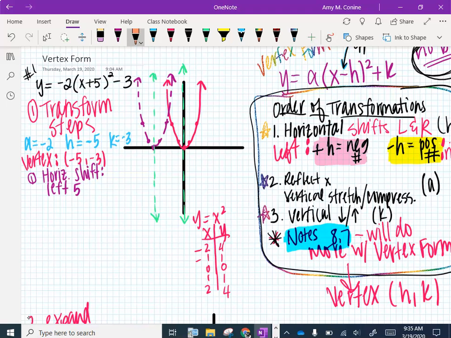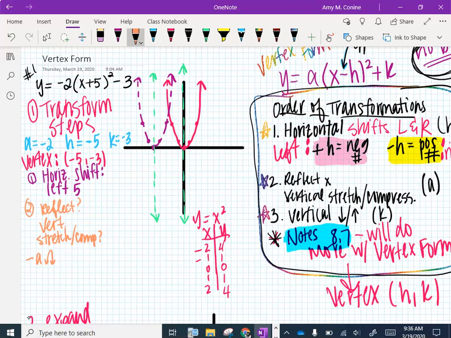So step 2, we're going to look at if we have a reflect. Because if we don't, that's fine. And do we have a vertical stretch or compression? Those are the 2 things you need to ask yourself in this step. So I do have a reflect over x because we have a negative out here. Remember, if we have a negative a, it's going to be facing down. That applies here as well. So we do have a reflect over x, which means all of these points are now going to flip down.